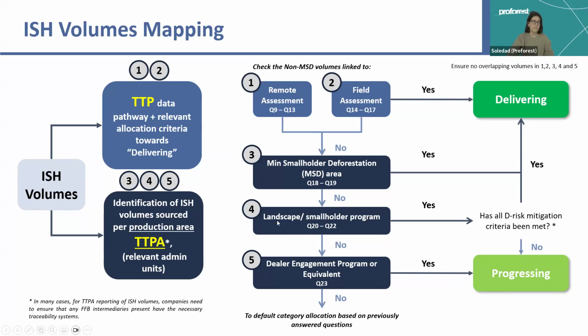And finally, but not least, if you don't have the MSD or the landscape, you could go into a dealer engagement program, and that would lead your volumes into Progressing. If you don't have a dealer engagement program, then your volumes would be categorized just based on the answers to the other questions on the template. So yeah, this is a little snapshot of the options for independent smallholders. But as I mentioned today, we will be focusing on 3, 4, and 5.